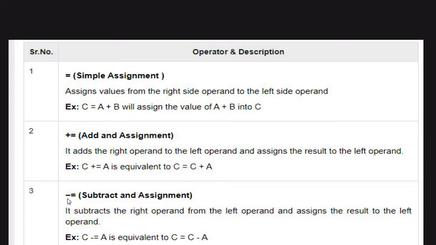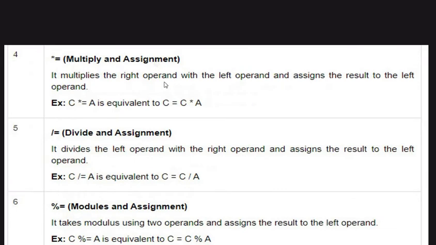Subtract and assignment. In the same way, c equals c minus a. The same is in multiply: c equals c multiplied by a. Divide: c equals c divided by a. The same is in modulus.